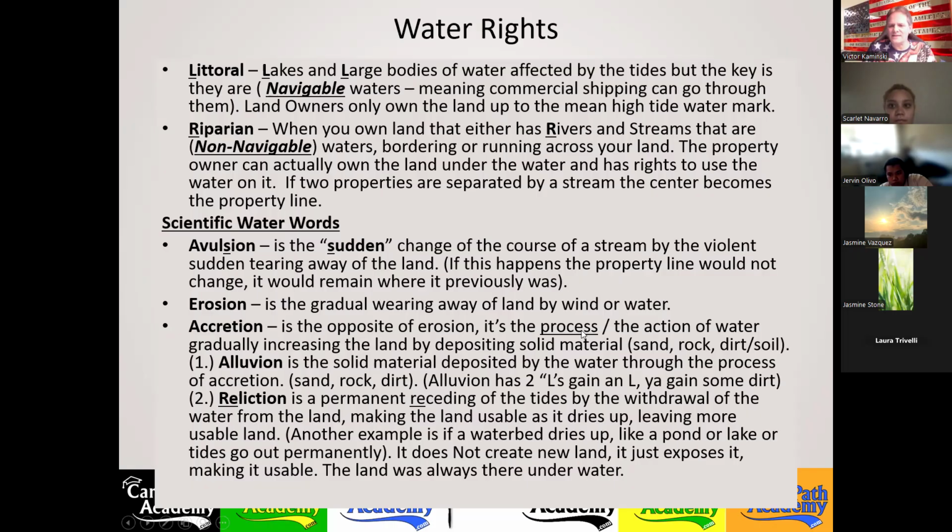Accretion is the process of the actions of the water gradually increasing the land by depositing solid material. You know, the sand, rock, dirt, or soil. Alluvion is what you call that solid material that the water deposited, whether it's the sand, rock, dirt, or soil. That's referred to as alluvion in science terms. That soil or sand that was deposited there by the water is called alluvion.